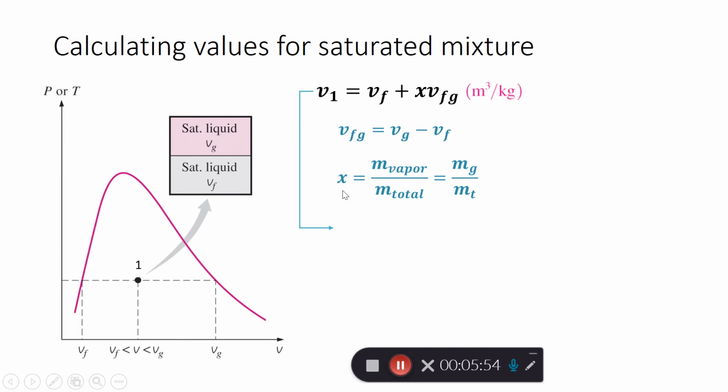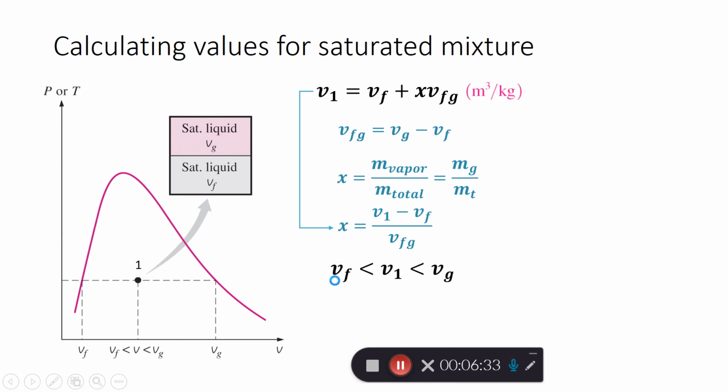And X is the quality, referring to the previous slide, is mass of vapor over total mass. But this equation for V1 here can also be rearranged and you can solve for X. Sometimes we don't have this, and instead you have to find the quality. So there's only two ways you can find quality: either through this when you have these masses, or using this equation, which is from the specific volume. In this case, of course, you have to have all the other values to get X.